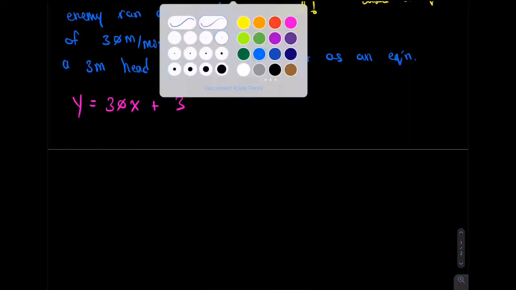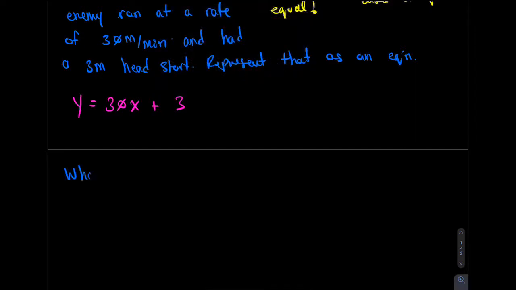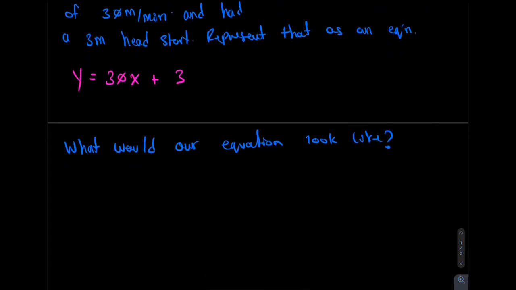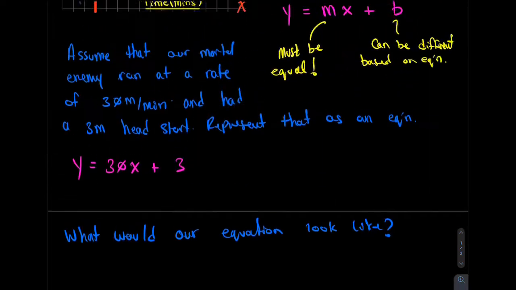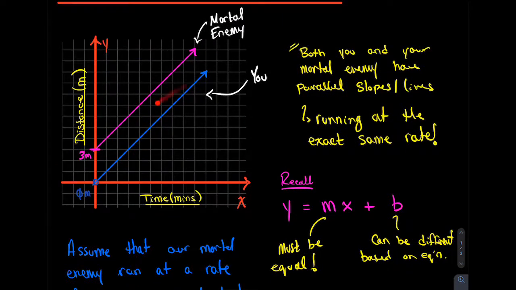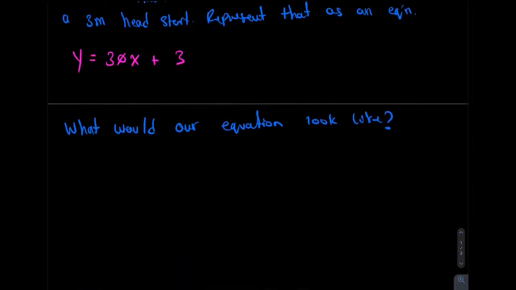So what about our rate? What would our equation look like? You could take a minute and pause the video and ask yourself the same question. What would our equation look like if we know that we were running at the same rate, but we started at a different point in time? Well, our equation, since we're running at the same rate, our slopes have to be the same. So 30x, but instead of plus 3, we're starting at plus 0. Or we can just say that this was just 30x.